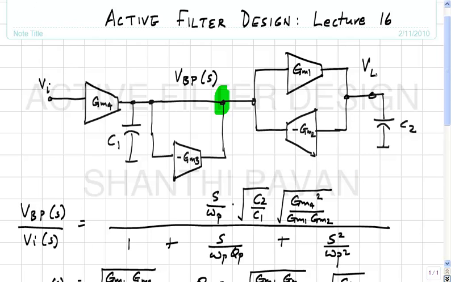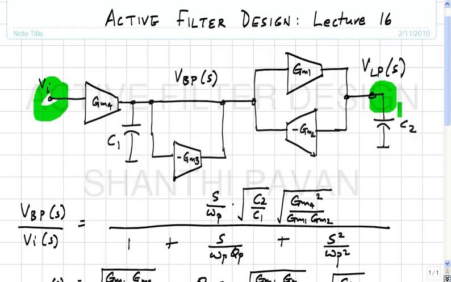So this is V low pass of S. Now why does this make sense? The math is telling us that the DC gain from this point to this point is GM4 by GM2. Okay, now let's think about it and see why that makes sense. Why do you think that makes sense? At DC, what happens? If you want to find the DC gain, you will apply DC and find the output DC. Okay, when you do that, what happens?